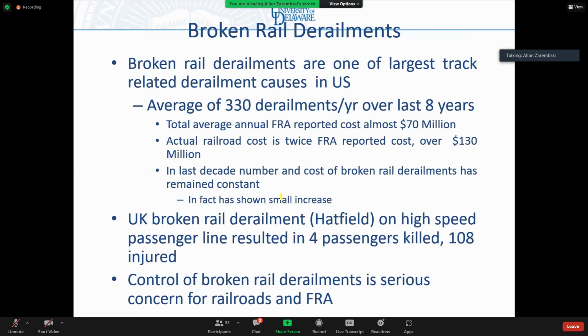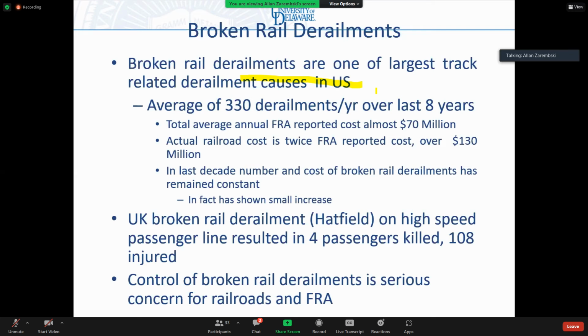Broken rail derailments, and we'll talk about that. It's one of the largest causes of derailments. This says in the US, but I will tell you it's one of the largest causes of derailments worldwide. When we get to talk about accidents and distributions, which we won't do till January, you'll see that among the UIC railways, the American railways, the Russian railways, the Australian railways, broken rails is consistently among the top causes of derailments. It still is today, even with our improved technology for inspection. It still remains a major source.